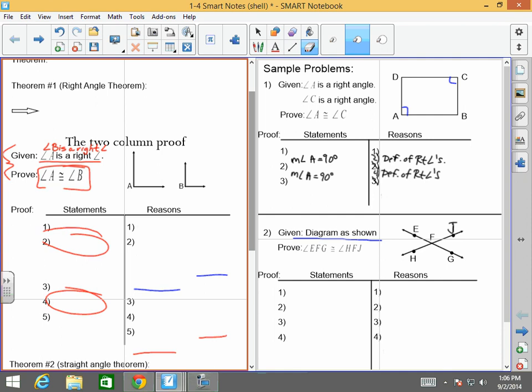This is excellent, and this is exactly what I hoped for. Thank you so much. We're going to do it one more time. I'm going to use two different proofs here, okay?